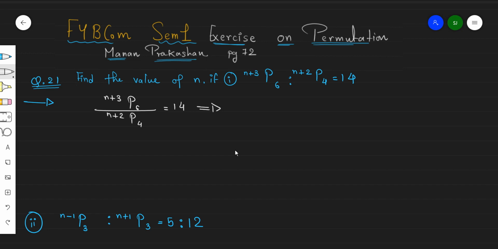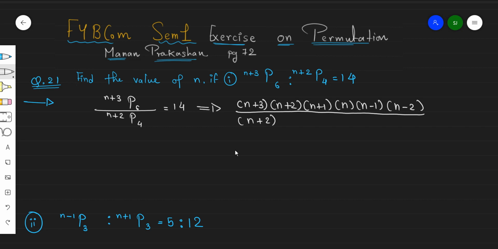The numerator can be written as: I will start with n plus 3, then reduce by 1 each time and write 6 numbers. So the second number will be n plus 2, then n plus 1, then n, then n minus 1, and n minus 2 as well. So these are nothing but 6 numbers, divided by the denominator, which we'll start from n plus 2. The next number will be n plus 1, then n, and then n minus 1. Four numbers.